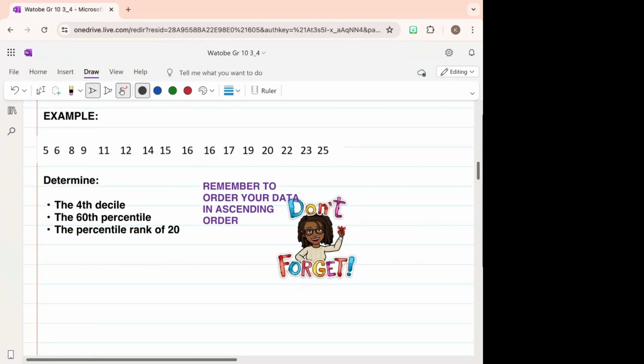Okay, so teacher Coco has now said deciles. So what did I say to you? Deciles, it's the same formula, except instead of putting it over 100, what are we going to do? We're going to put it over 10.